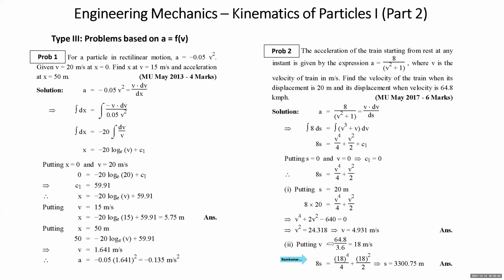So in the same problem, suppose he was asking you to find the time corresponding to a velocity. Suppose in the same problem or in the previous problem, he was asking you the time corresponding to velocity. So we could have written in this problem a is equal to dv by dt instead of v dv by ds, so that the v-t relation will be arrived at.